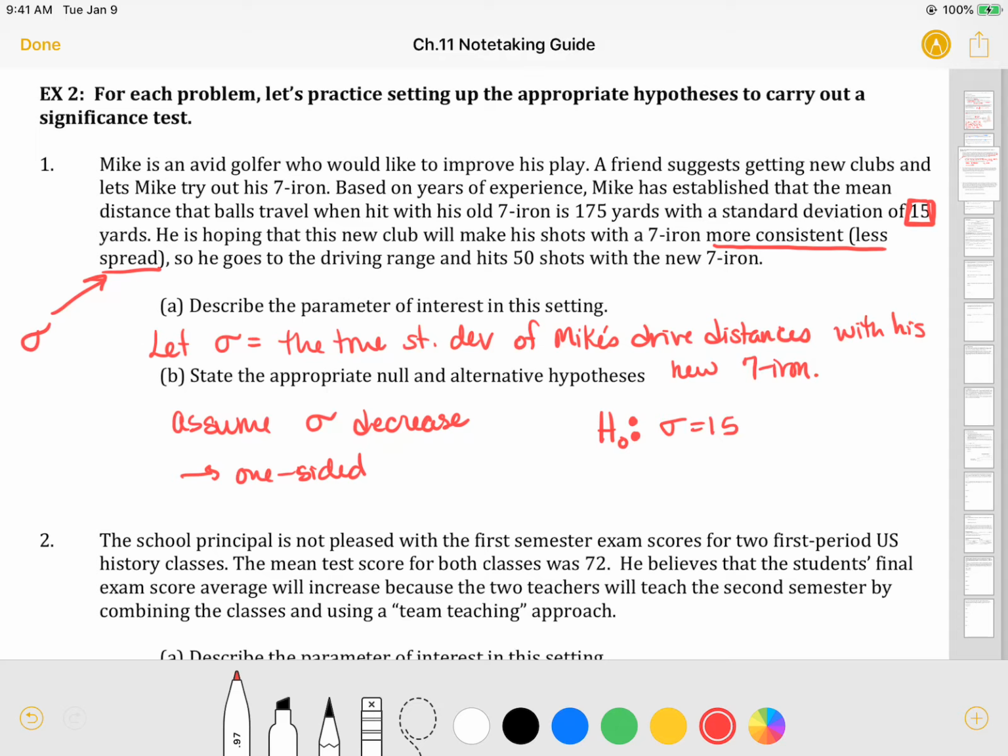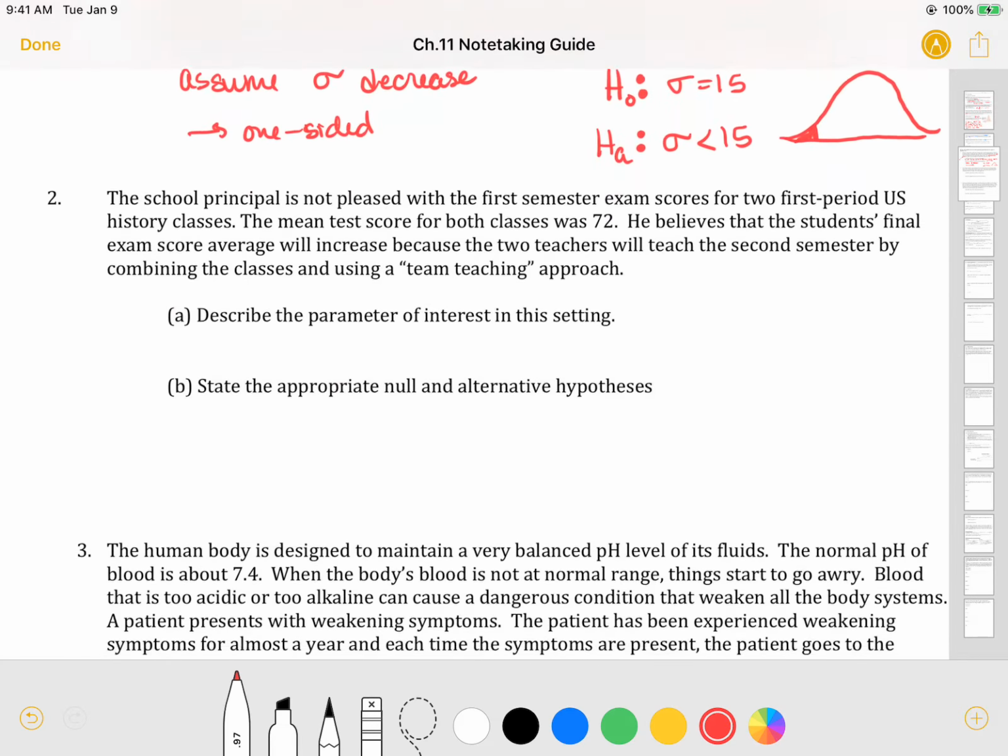That's what is claimed to be true. And what we're testing is that his standard deviation has decreased. So it's less than 15. Since we're looking at less than, we are going to be looking at the left tail here. Okay? Let's go ahead and look at example 2.